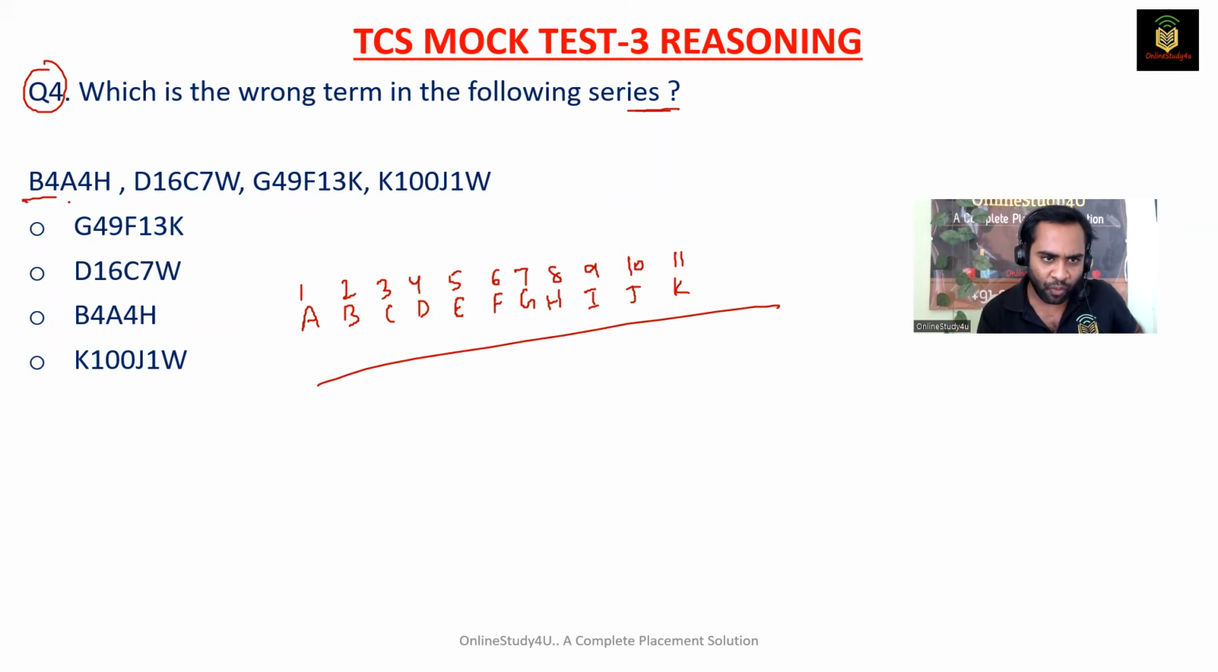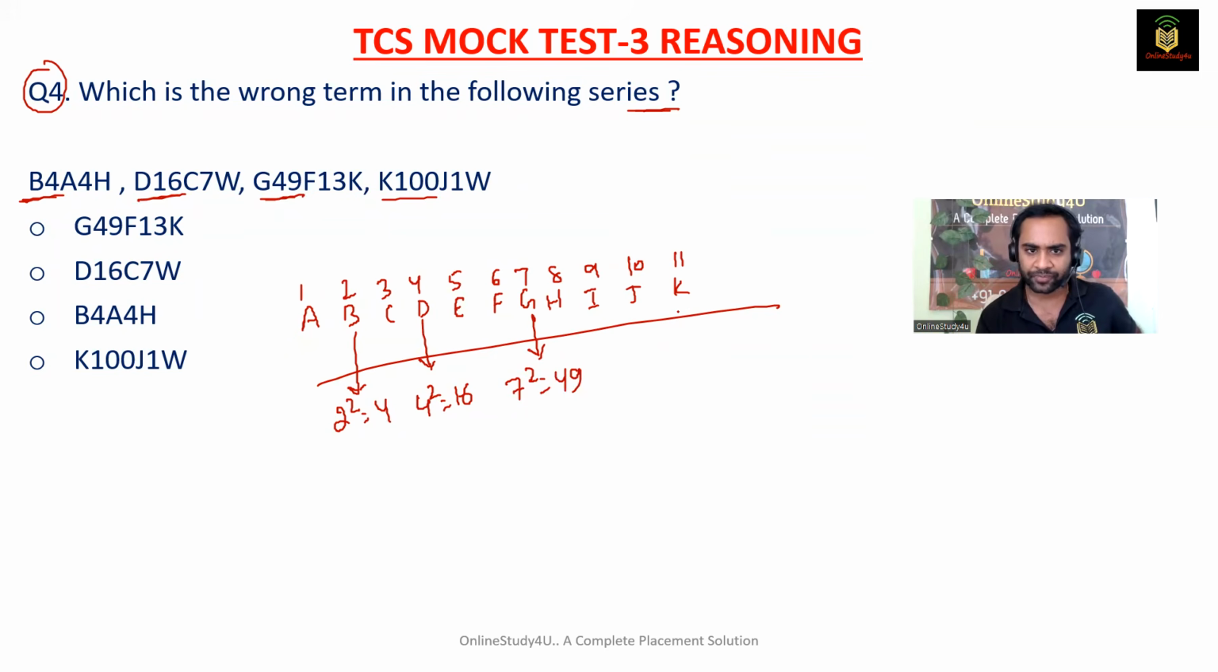Now here we have B4, D16, G49, K100. What is this? The position of B is 2. 2 square will give you 4. That is what is written, B4. Now D. D position is 4. 4 square will give you 16. That is what is written here. Then G49. G position is 7. 7 square will give you 49. That is what is written here.